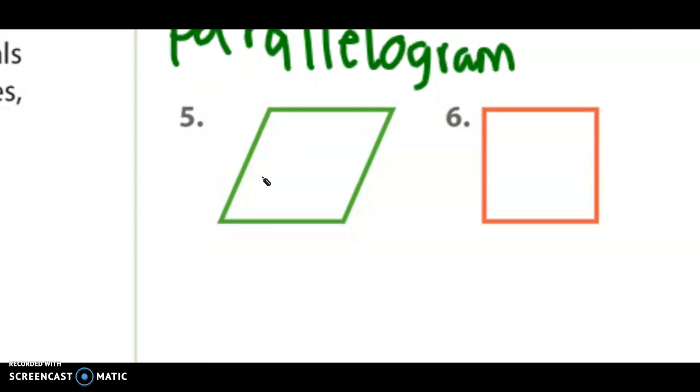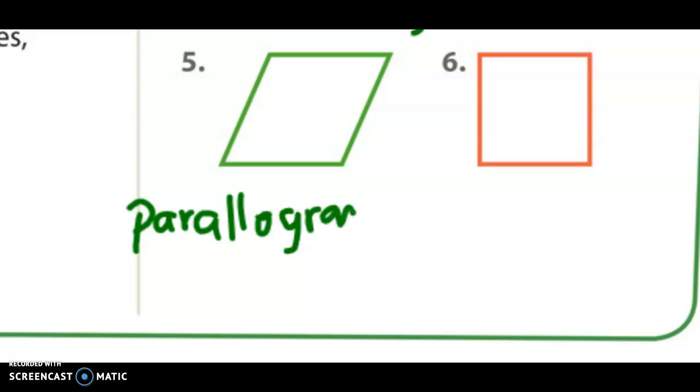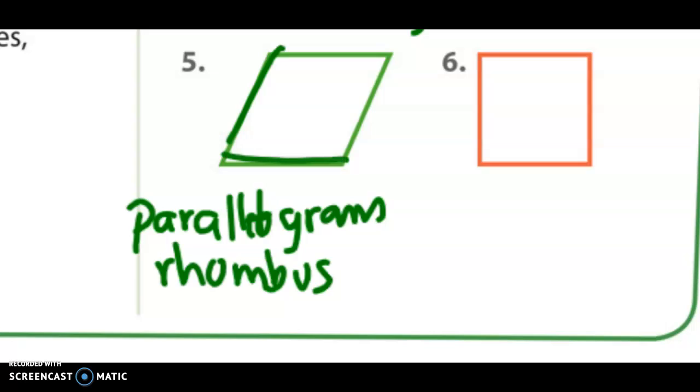We come down here to number 5 and 6. Number 5 is a parallelogram, of course the longest word. Oh, Miss Arnold's brain was going too fast there. Okay, and then it is also a rhombus because all 4 of those parallel sides are the same length. So it gets that specific name of rhombus.